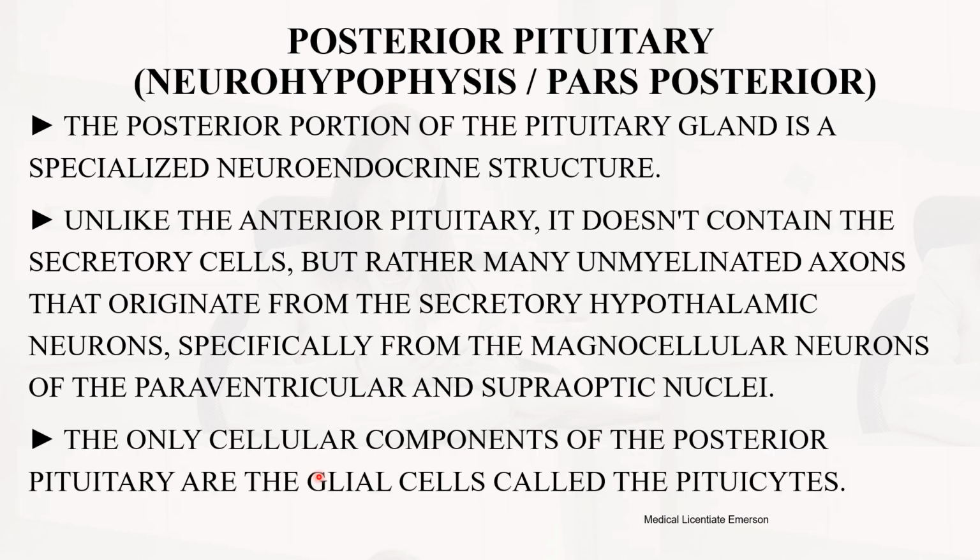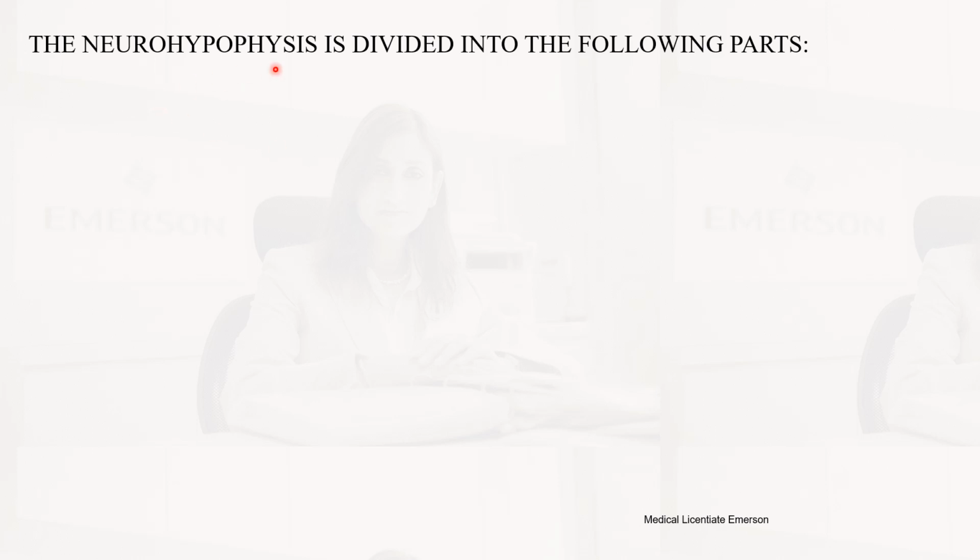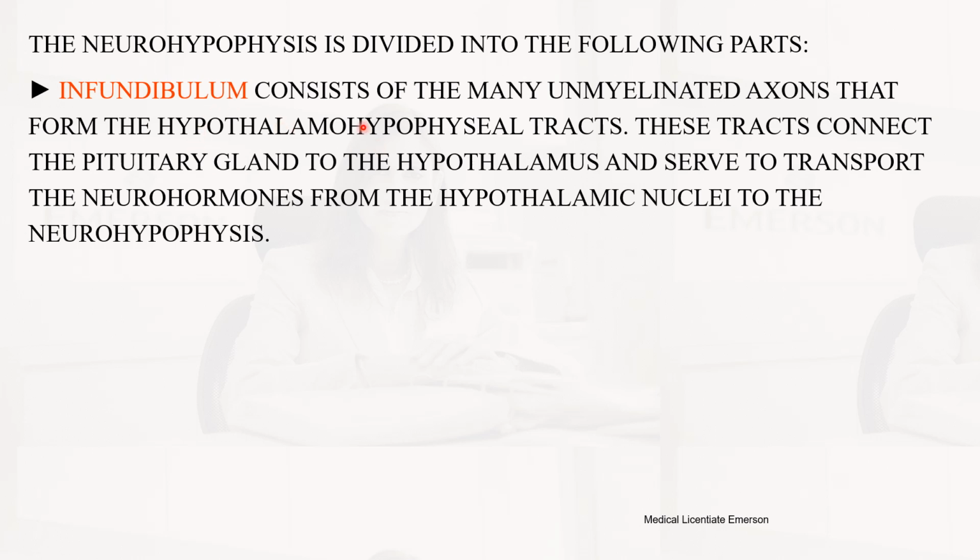Okay. Then the only cellular components of the posterior pituitary are the glial cells called the pituicytes. Then the neurohypophysis is divided into the following parts. You have the infundibulum, which consists of the unmyelinated axons that form the hypothalamo-hypophyseal tracts. Then these tracts connect the pituitary gland to the hypothalamus and serve to transport the neurohormones from the hypothalamic nuclei to the neurohypophysis.